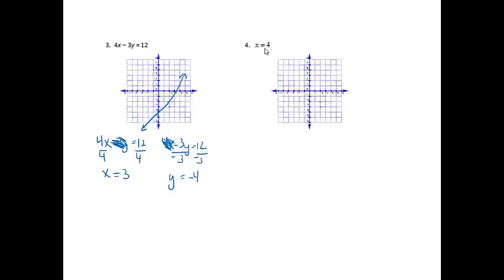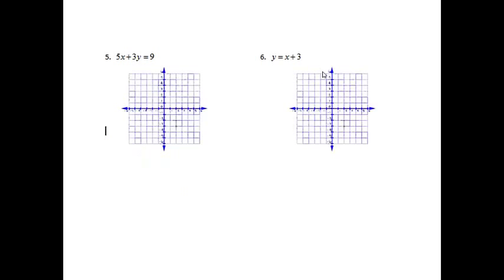All right, number 4, x equals 4. Since the x-axis is horizontal, the line x equals 4 will be vertical, so I just need to go over to x equals 4 and draw a vertical line. Number 5, we've got 5x plus 3y equals 9.